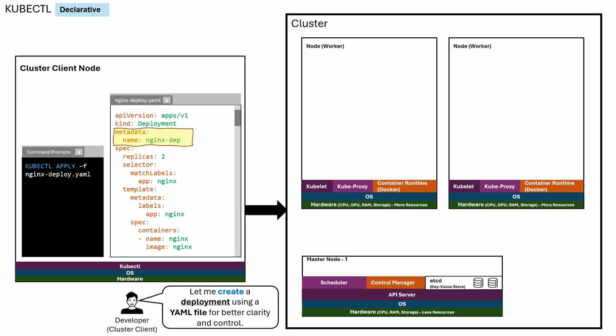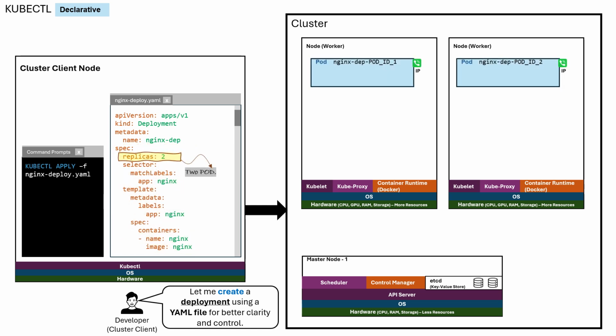The next part is metadata, where you must include the name to uniquely identify the resource. Optional fields include namespace, which specifies where the resource is located, and labels, used to categorize and group resources. The next part is spec, which defines the desired state and configuration of the resource. Its content differs based on the type of resource being defined.